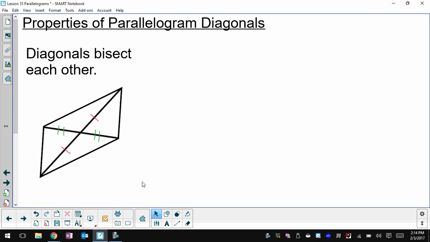And then if I draw the two diagonals, that means the two segments that connect the opposite points of the parallelogram. So these two segments that intersect inside the parallelogram, they bisect each other, which means they cut each other in half. So this diagonal is getting cut into 2 congruent small parts. This diagonal is getting cut into 2 congruent small parts.